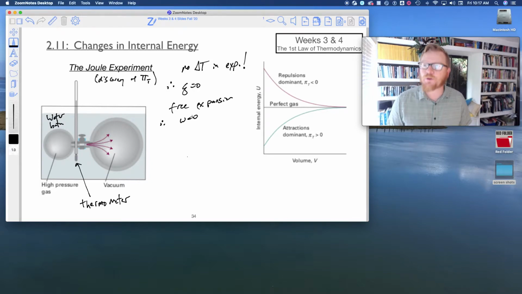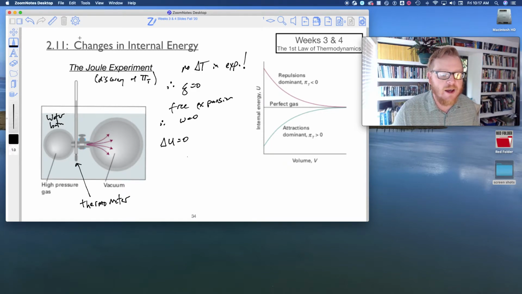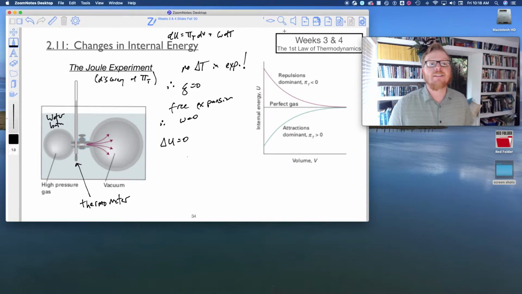So if work is equal to 0 and heat is equal to 0, we remember the first law of thermodynamics says delta U is work plus heat. So he also concluded delta U must be 0 in this experiment. And if we go back to that expression we came up with for U, I'll write it up here at the top. So dU equals pi T dV plus CV dT.